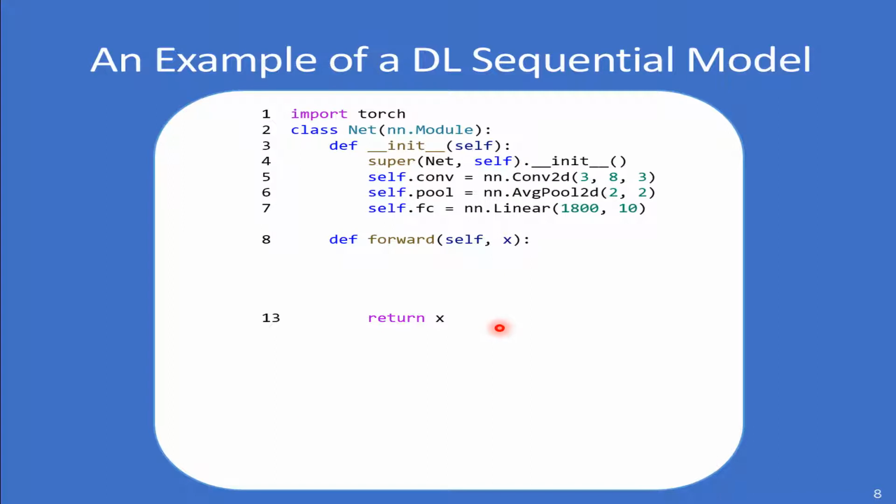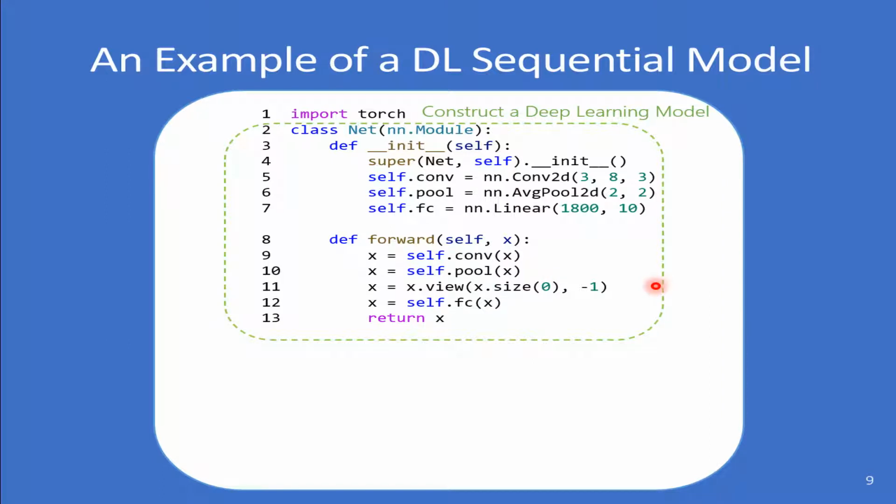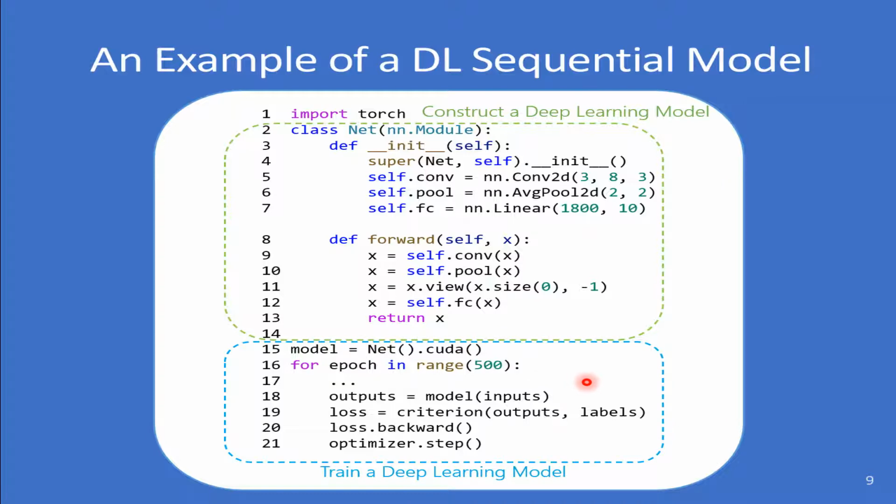This figure shows a sample PyTorch training program, which sets up a sequential model using framework built-in operators. From this, we construct a deep learning model, such as convolution 2D, pooling 2D, the view, and the fully connected layers. The view will reshape the previous tensor. Later, the code will train the deep learning model.